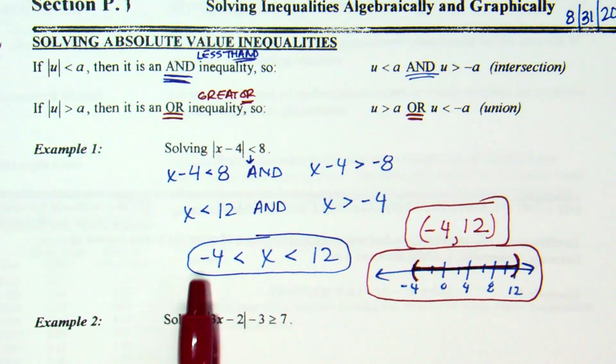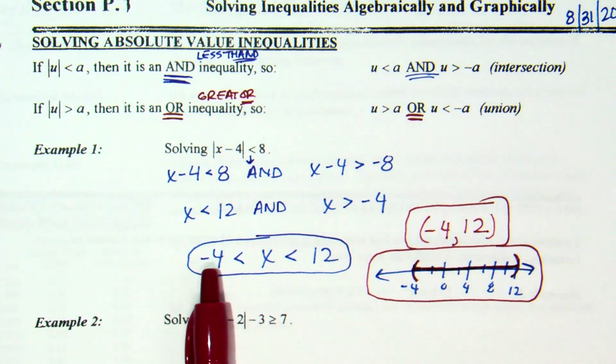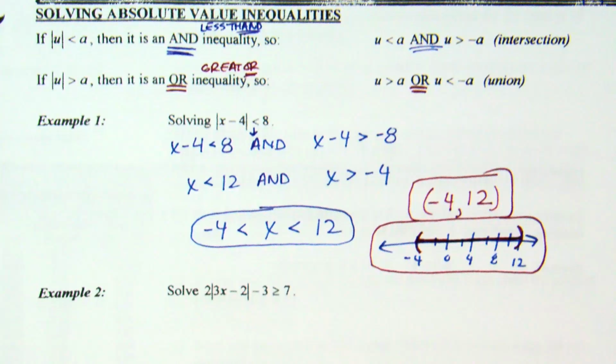Do you want us to write our final answer in interval notation or circle them? It doesn't matter. I circled this one just because that kind of led us to here. But this is what my answer key will have: the interval notation and the graph. Okay.